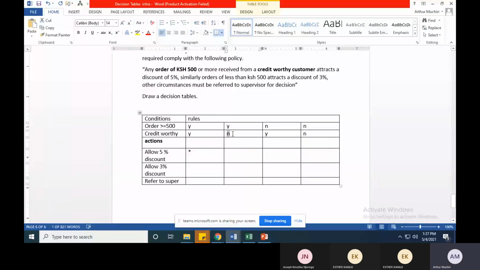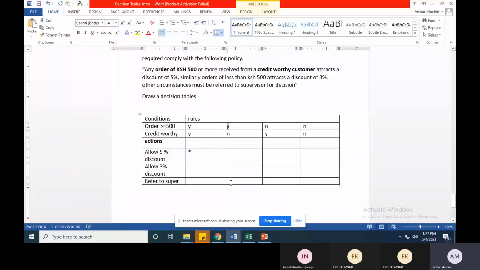So this one is not a credit-worthy customer, but he has made an order of more than 500. What are we going to do to this person? Think in the concept of a supermarket. What are we going to do to that person? So let's see. He has made the 500. So here is what we can do.